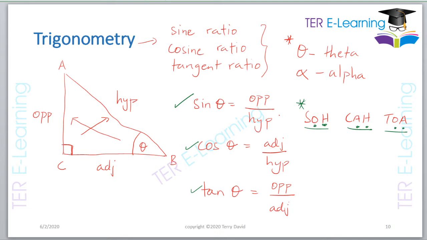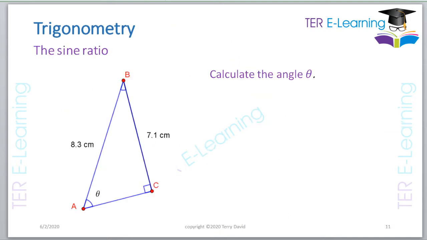Now, let's look at an example. The first one we're going to look at is the sine ratio. There are three different questions they can bring on each of the triangles or each of the ratios. So the first one here, we have a triangle. Before I can use the sine ratio, cosine ratio, or tangent ratio, it must be a right angle triangle.